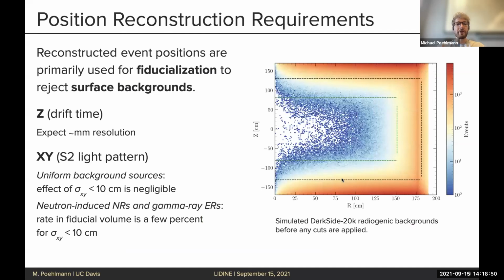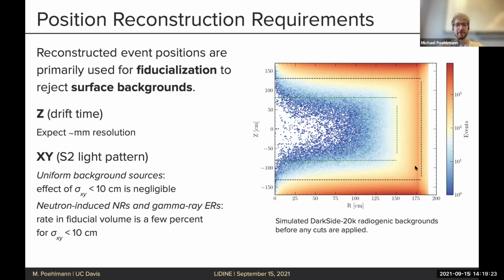So we primarily use the reconstructed event positions for fiducialization. So a lot of the backgrounds are near the surfaces of our detector. So we define a region in green, which contains our 20 tons of active liquid argon. And we refer to this as our fiducial volume. And so by doing this, we're able to cut a large portion of events and reach our desired background levels for the exclusion limits that we want to reach.